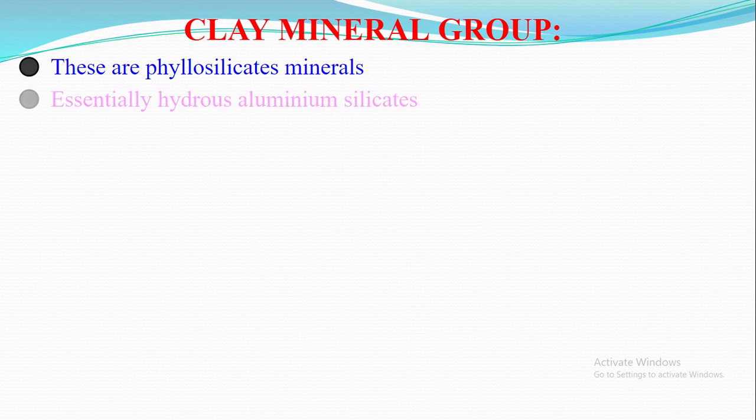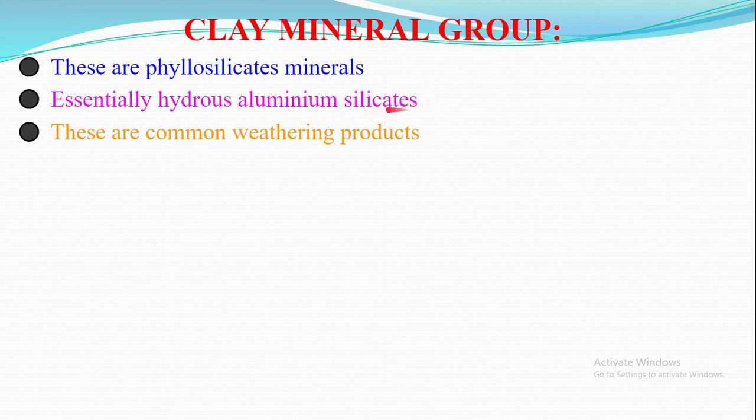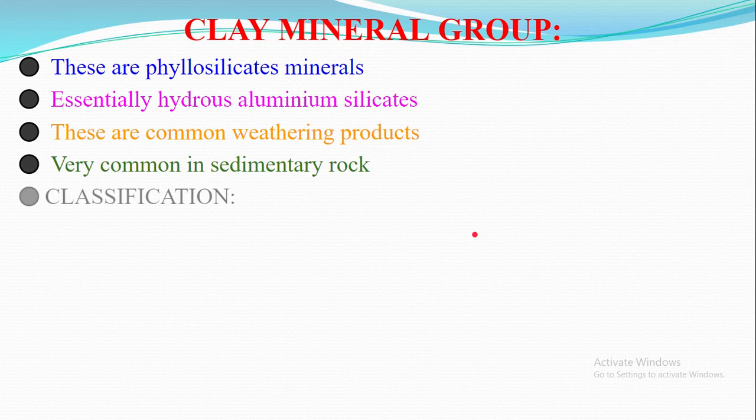Then clay minerals are phyllosilicates, essentially very hydrous. Clay is important for understanding soil. We know clay; we discussed that they are minerals, though sometimes we call the soil clay. So we will discuss the clay minerals. They are hydrous aluminum silicates. They are a common weathering product, found in soil, and very common in sedimentary rock.